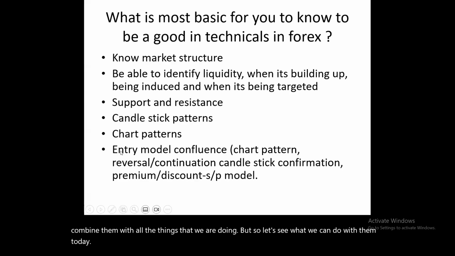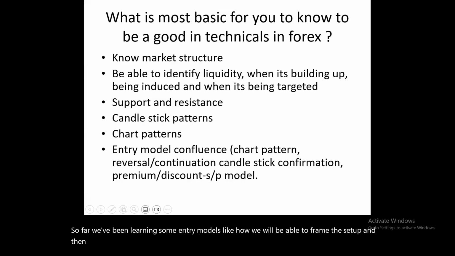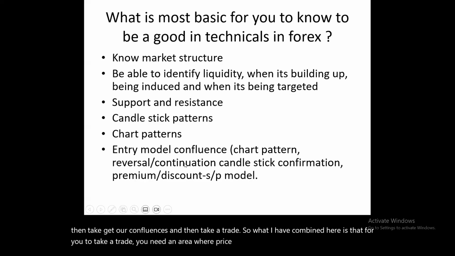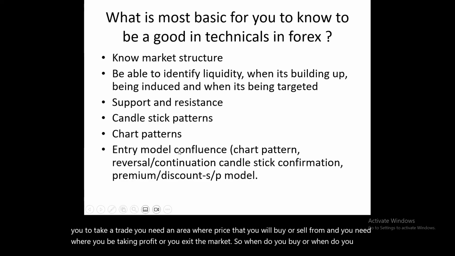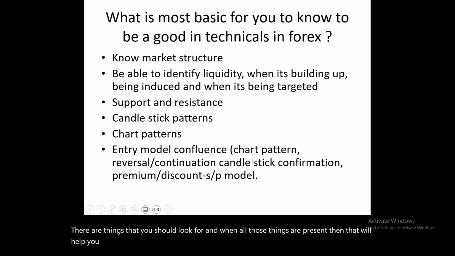So far we've been learning some entry models, like how we will be able to frame the setup, get our confluences, and then take a trade. What I have combined here is that for you to take a trade, you need an area or a price that you will buy or sell from, and you need where you'll be taking profit or exiting the market. So when do you buy or when do you sell? That is the entry model. There are things that you should look for, and when all those things are present, that will help you find confluence to buy.